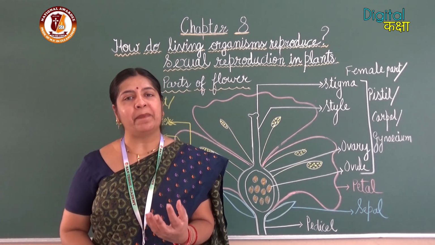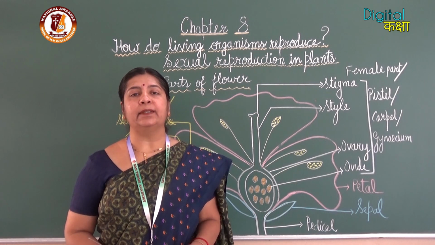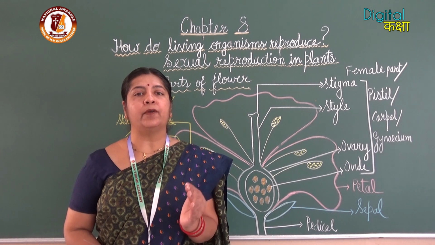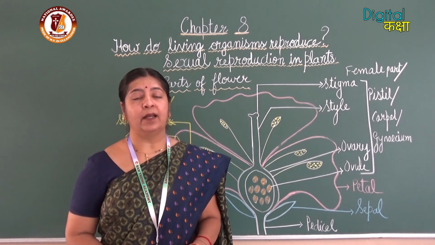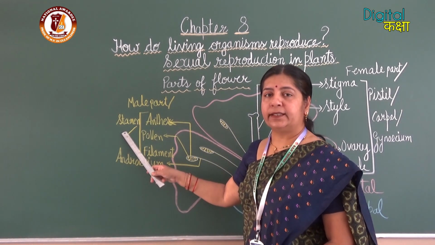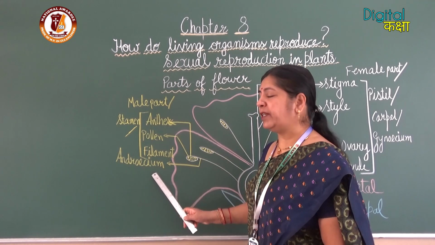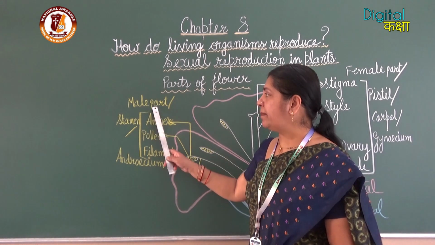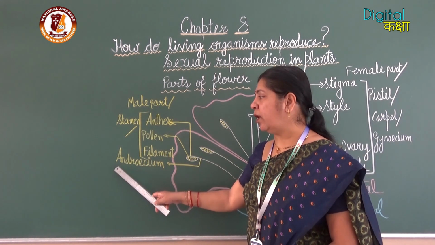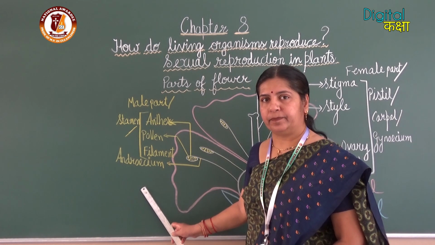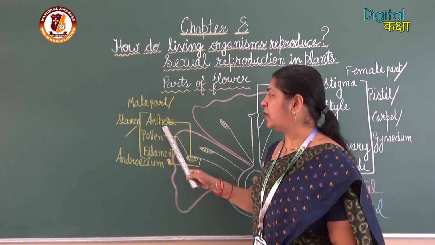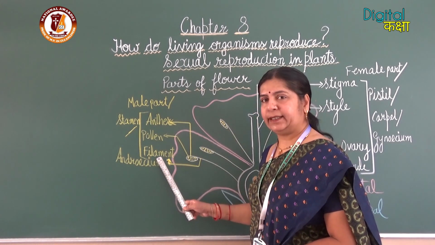Corolla consists of petals. After that comes the third whorl of the flower, and that is the male reproductive part of the flower, which is known as stamen. It is also known as androecium. So, the male part of the flower is known as stamen, or it is also known as androecium. What does stamen consist of? Stamen consists of anther and filament.